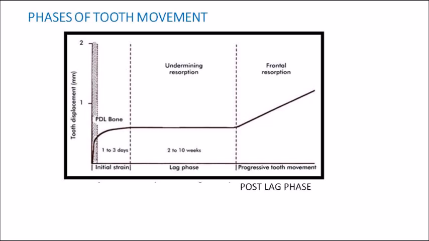Now, if a heavy force is applied to a tooth, you can have a second phase, which is the lag phase. This lag phase is characterized by the formation of the hyalinized zone as well as undermining resorption. This hyalinization and undermining resorption actually delays the tooth movement, because revascularization is required, or an increased time period is needed to remove the hyalinized, avascular area of necrotic bone.